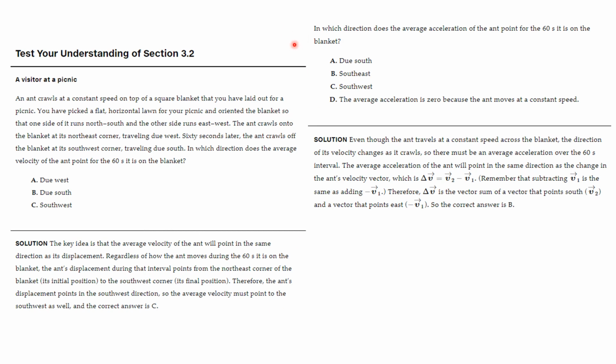Here's another question. In which direction does the average acceleration of the ant point for the 60 seconds? And you have these choices. So even though the ant travels at a constant speed, the direction changes. So there will be an average acceleration over the 60 seconds. The average acceleration will point in the same direction as the change in its velocity by definition. And so the correct answer is going to be B, which is also southwest.